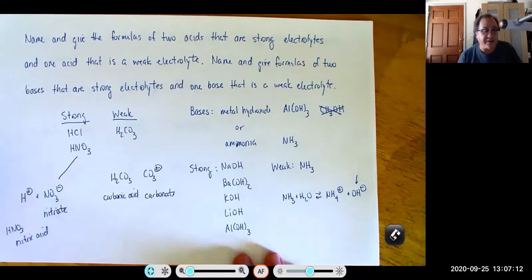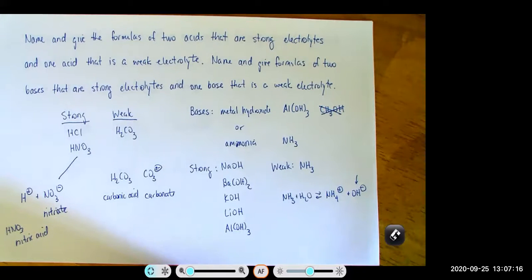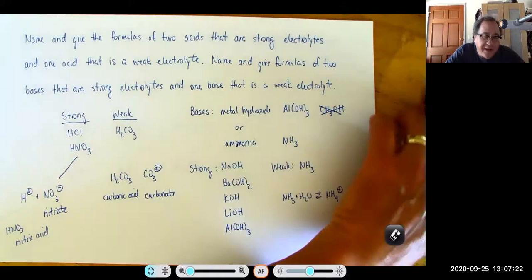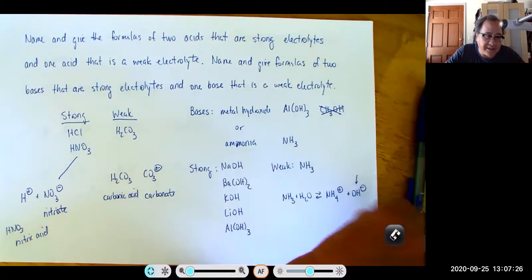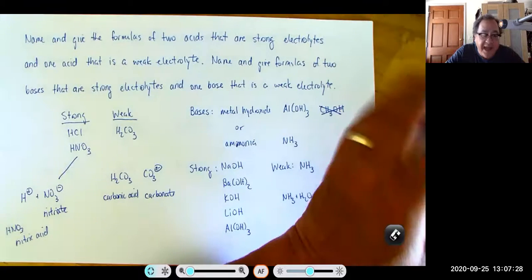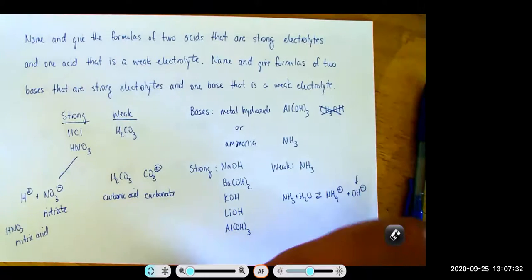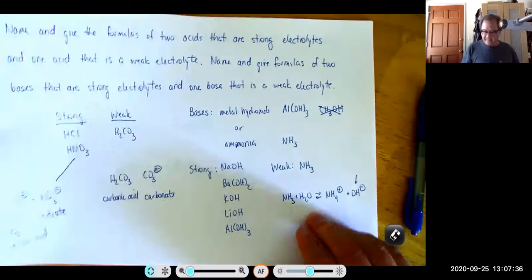So if you have an acid that looks like it's made out of a polyatomic ion, you just take the polyatomic ion and turn it into ic acid. Like sulfate becomes sulfuric acid, carbonate, carbonic acid, nitrate, nitric acid, acetate, acetic acid, phosphate, phosphoric acid. You got it.